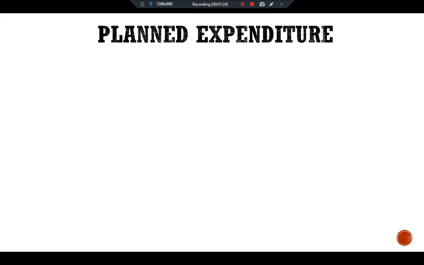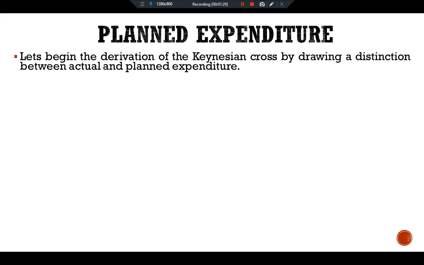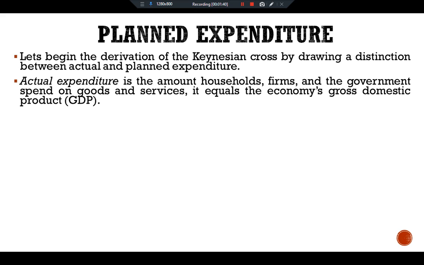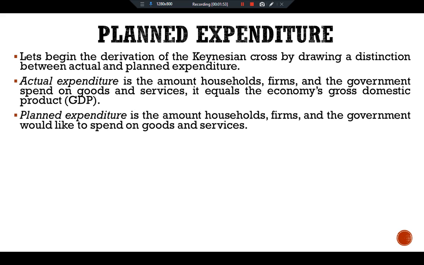So let's discuss planned expenditure. Let's begin the derivation of the Keynesian cross by drawing a distinction between actual and planned expenditure. Actual expenditure is the amount households, firms and the government spend on goods and services. It equals the economy's gross domestic product (GDP). Planned expenditure is the amount households, firms and the government would like to spend on goods and services.